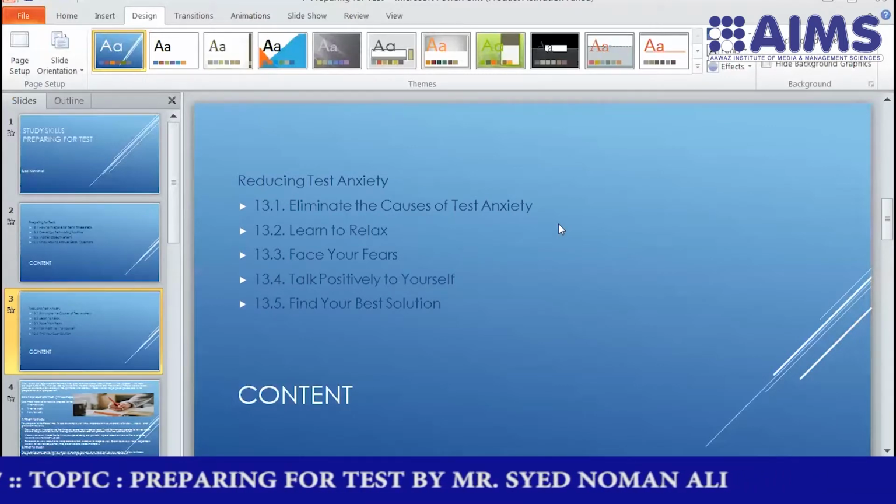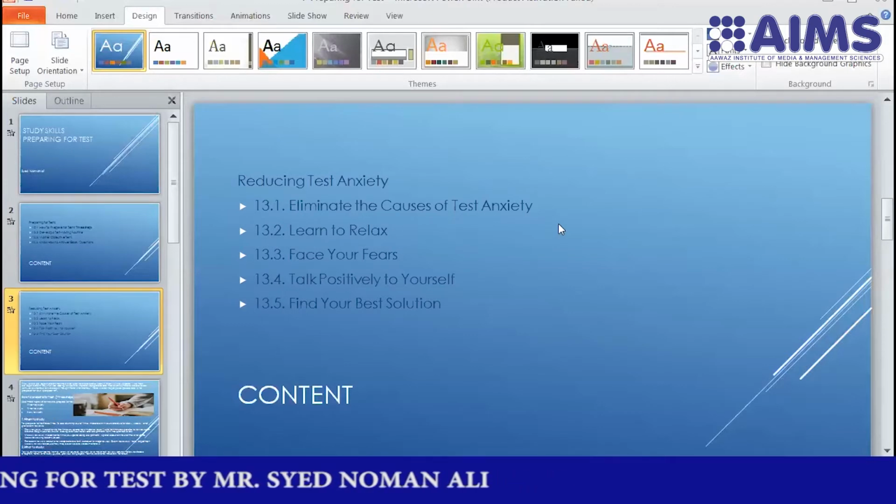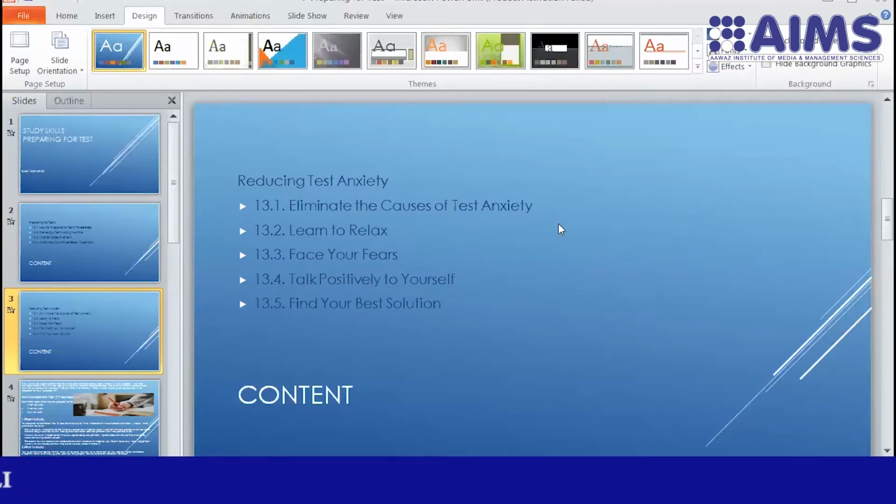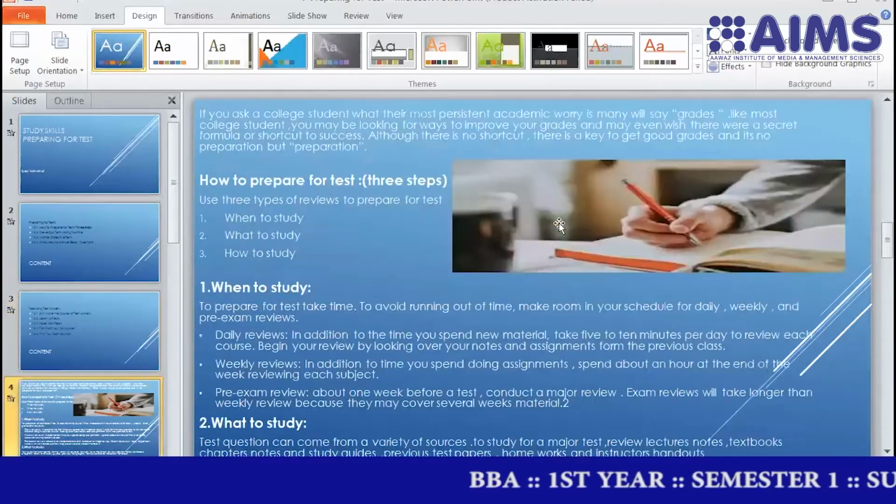Talk positive to yourself, look inside, know your strength, work on it, and stay focused. Find your best solution to get good marks.